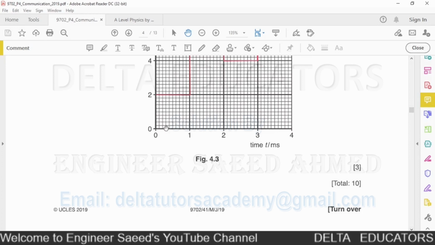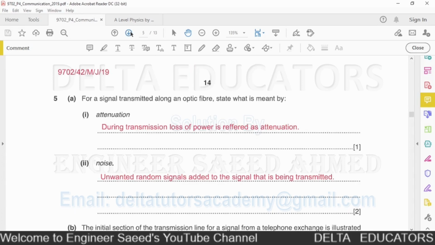Okay, now next question. Next question is from paper 4 variant 2 of May-June 19. Part A, for a signal transmitted along an optic fiber, state what is meant by attenuation. Attenuation means power loss. So here we can write during transmission loss of power is referred as attenuation. Part 2, noise. Noise is unwanted random signals added to the signals that is being transmitted.